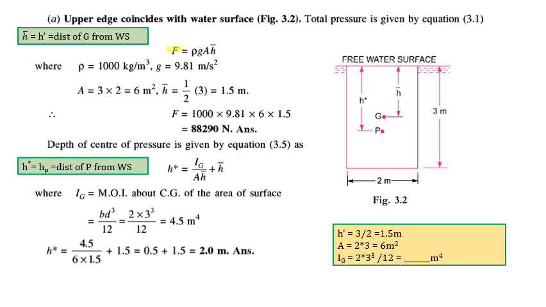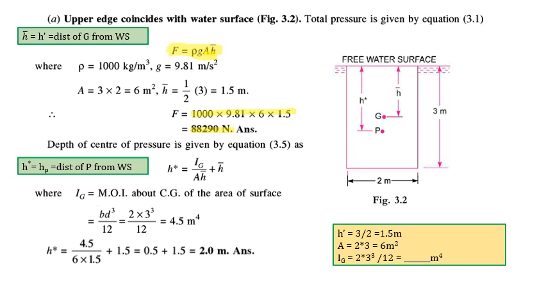We're already familiar with this formula. We have derived it. The force for a vertical surface is given as rho G A H dash. And it is water, so rho will be 1000, G is 9.81, area is 6, and H dash is 1.5. And the force will be in newtons.